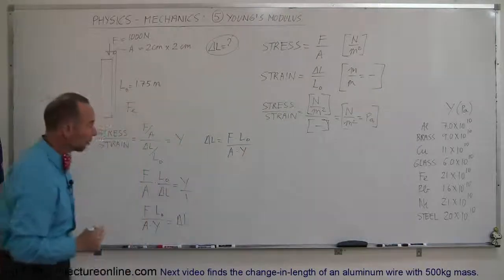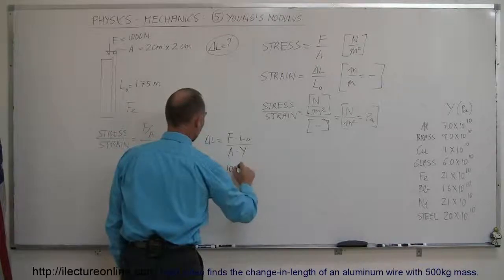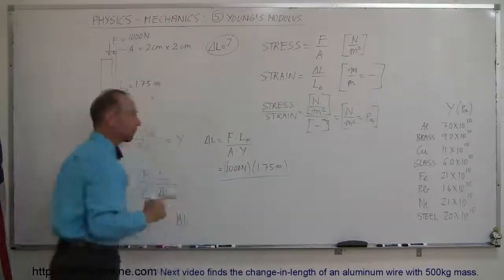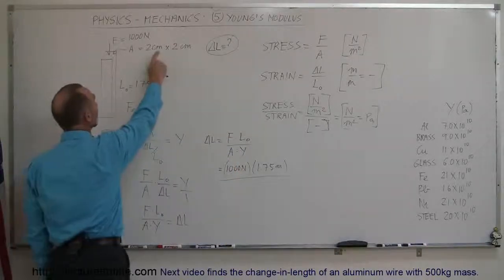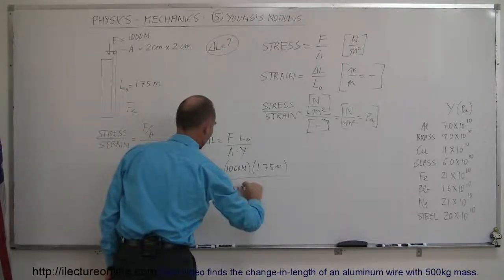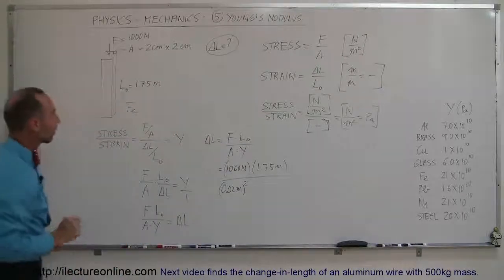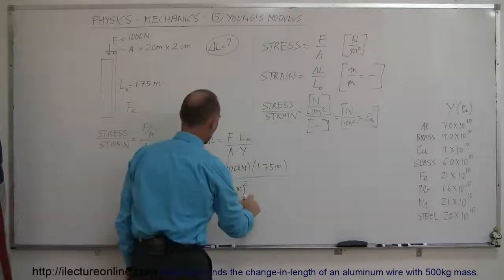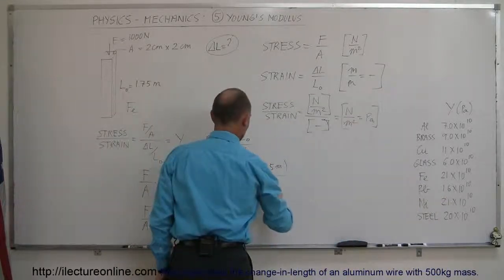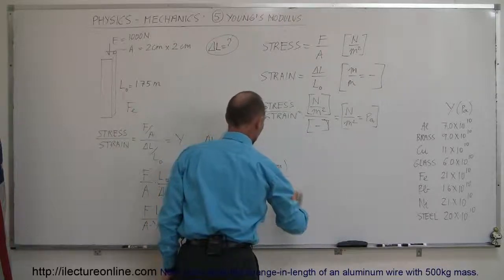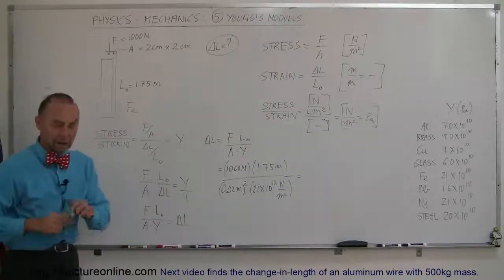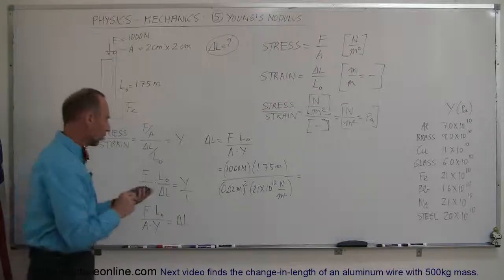And all we have to do now is plug in the numbers. For the force, we have 1,000 newtons. The original length, 1.75 meters. The cross-sectional area, of course, we have to convert to square meters: 2 centimeters is 0.02 meters, and we have to square that because the area of a square is the side squared. Then we divide that by Young's modulus. Since we're dealing with iron, we pull out Young's modulus, which is 21 times 10 to the 10th pascals, or newtons per square meter. In just a moment, we're going to take a look at those Young's moduli and figure out what that really means. But first, let's find the solution to this problem.